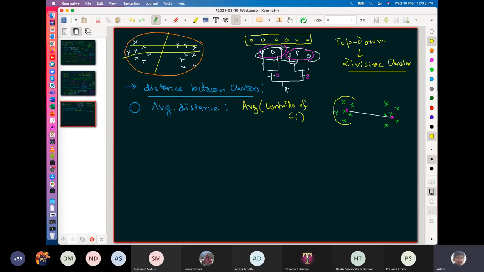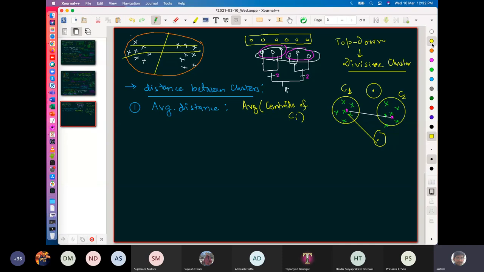So this is some cluster C1. This is some cluster C2. There could be many more such clusters. For each cluster you will compute a centroid and figure out the distance of the centroid with respect to each cluster. Take the sum of the distances and take an average with respect to the number of cluster pairs. That we say is the average distance, or if we have to only take the distance between two clusters, it is just the distance of the centroids.